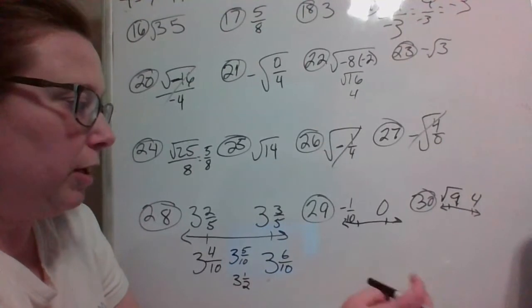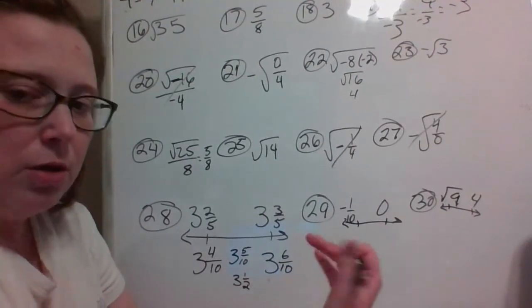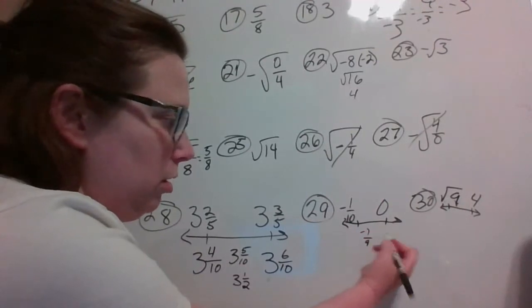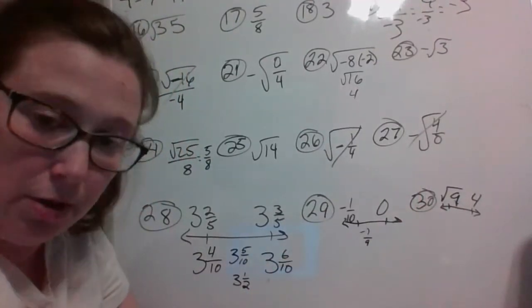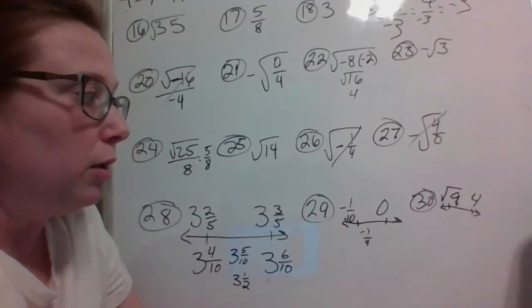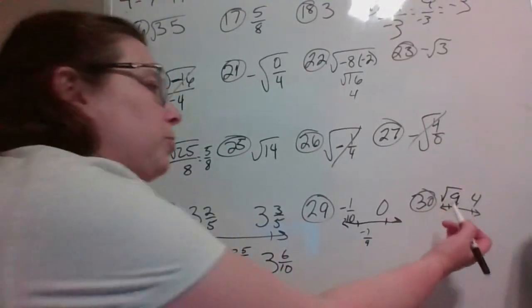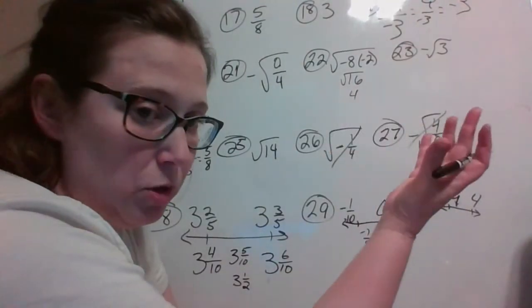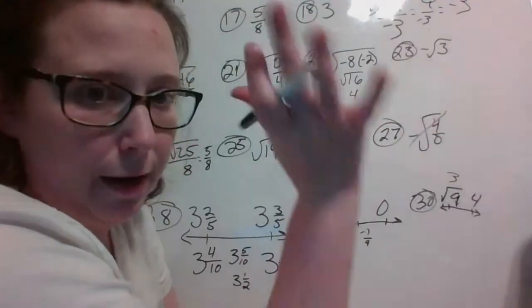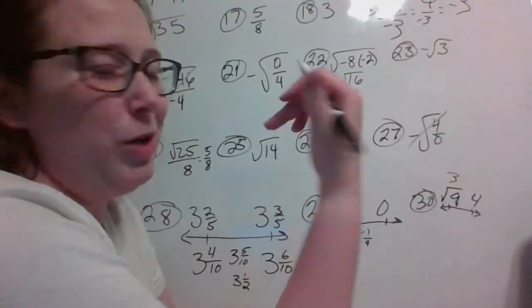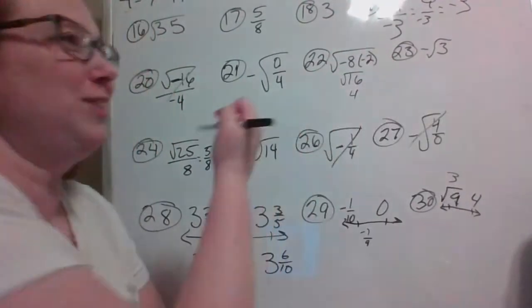Number 29, we have -1/10 and 0. So between there, we could say we have -1/9, -1/8, -1/7, -1/6. You get the drift. Number 30, we have the square root of 9, which is 3. So we're talking about anything between 3 and 4. So we can say 3.5, 3 and 3/4, 3 and 1/10. You get the drift again.